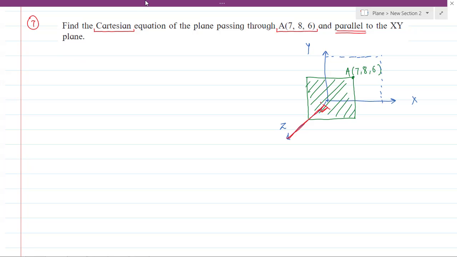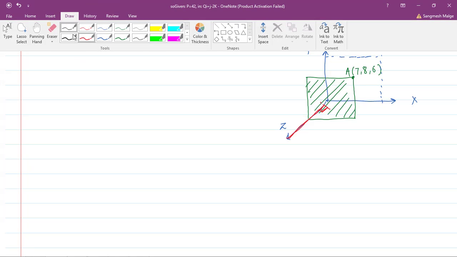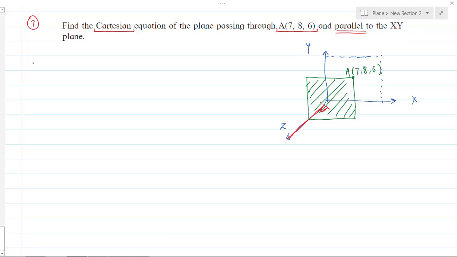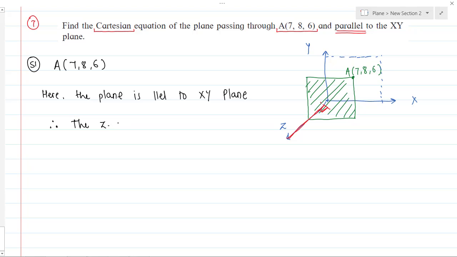Okay, so similarly, in the way which we have solved the first question, that is the sixth question, in the same way we can solve this question. So they have given the point A, which is nothing but 7, 8, 6. What you can write here is, the desired plane is parallel to xy plane, therefore the z-axis is perpendicular to the plane.